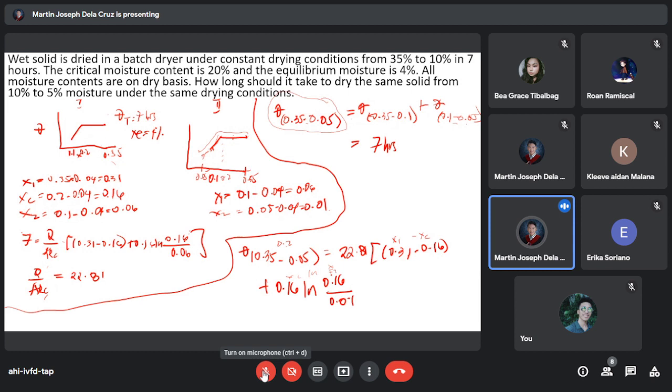So 0.16. And you take note class, now our X2 here is 0.05 minus your 0.04 is 0.01 class. So what did you get here class? So theta now is? Okay, 14.45 plus. Are you sure? I got here 13.54. Ano pa sa'yo? 14 point?